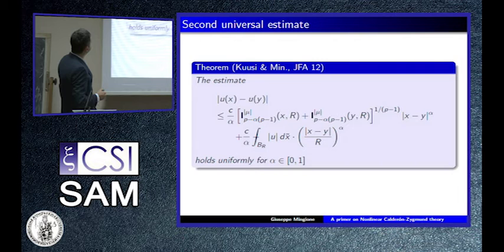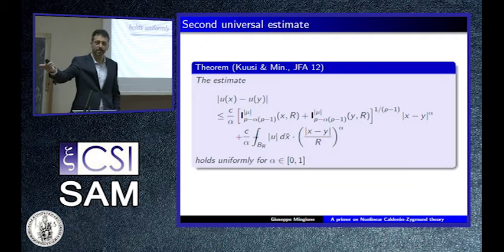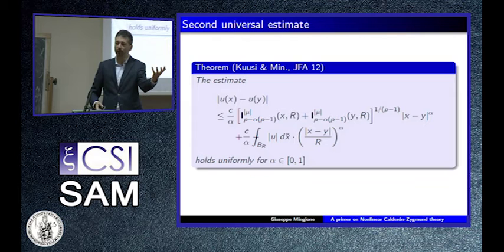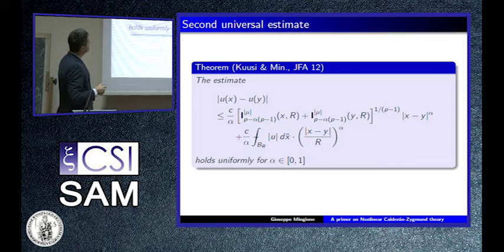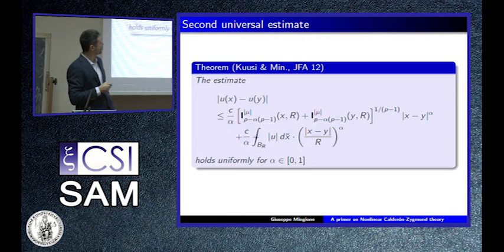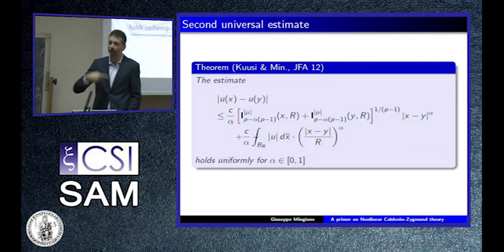If you want to catch the other borderline case, because you see the first estimate catches sharply the first borderline case of the Wolf potential, but not the other one, then you get this other estimate. This other estimate blows up when alpha goes to 0 because it must, because otherwise it would show up with a better estimate than Kilpeläinen and Malý's, which is optimal, therefore it has to blow up, but this is exactly the rate of blow up.